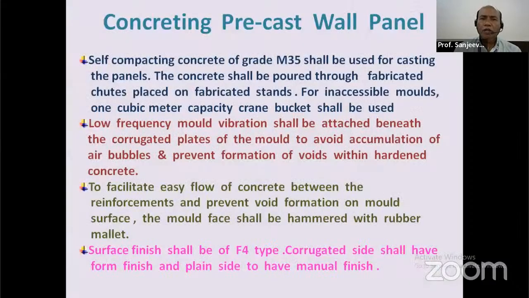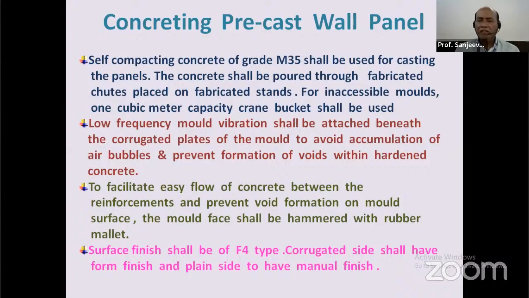Now I'll show you that self-compacting concrete of grade M35 was used for casting the panels. The concrete was poured through fabricated chutes placed on the fabricated stands for inaccessible mold. A 1 cubic meter capacity crane bucket was used. Low frequency mold vibration was used, attached beneath the corrugated plates of the mold to avoid accumulation of air bubbles and prevent formation of voids within the hardened concrete.